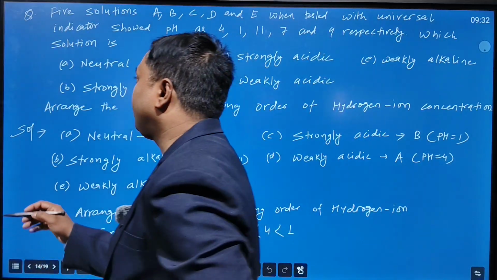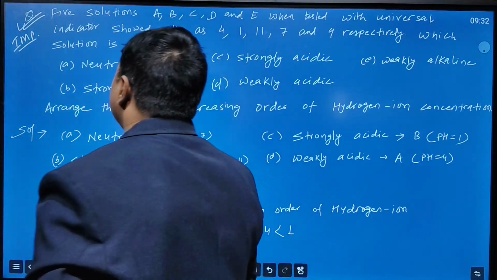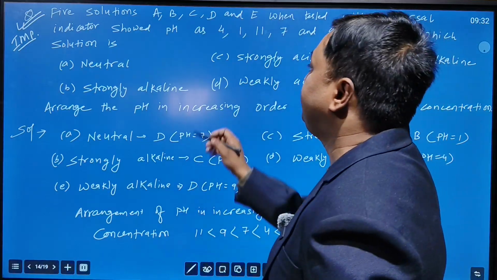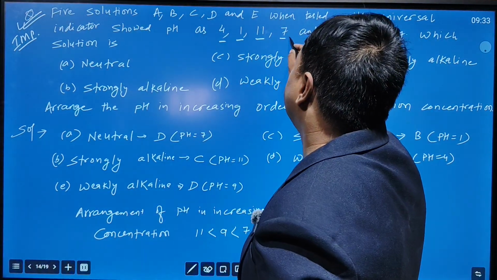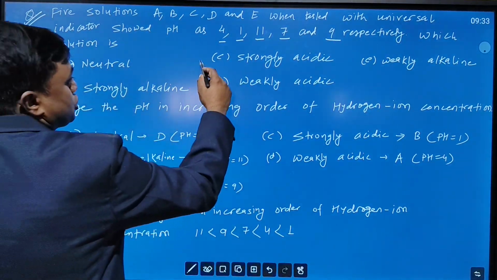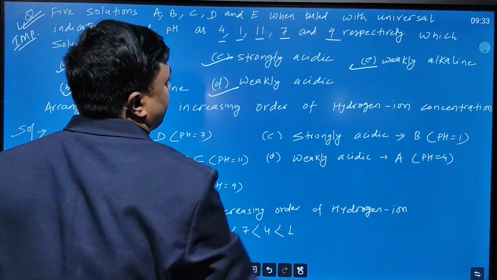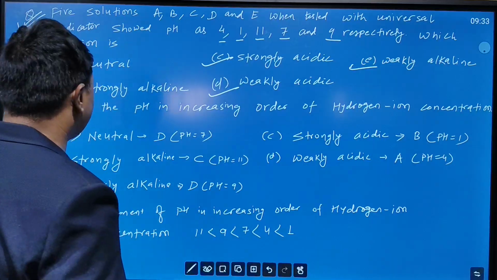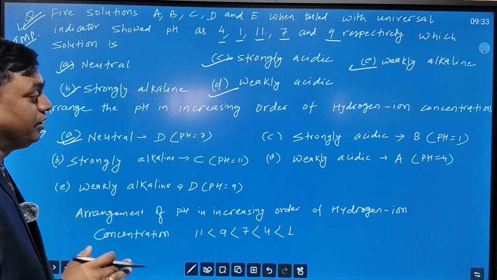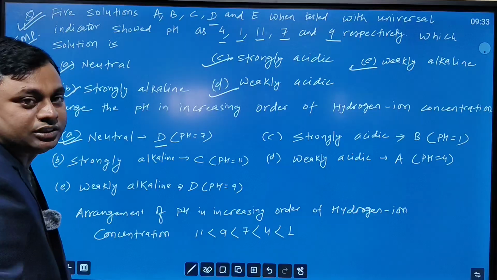Now, this question is very important. Generally asked in the board exam. It is a textbook question. You can see 5 solutions are there: A, B, C, D, and E. When tested with universal indicator, they showed pH as 4, 1, 11, 7, and 9 respectively. They are asking which solution is neutral, strongly acidic, strongly alkaline, weakly acidic, and weakly alkaline. You can try also. Neutral: generally for a neutral solution, what is the pH? 7. So you can see solution D has a pH 7. Yes or no? So D is the answer.